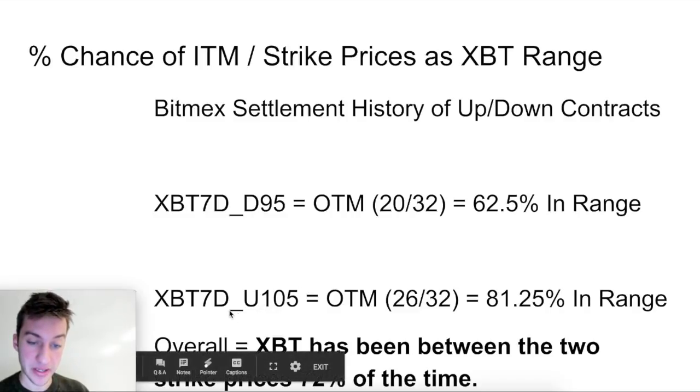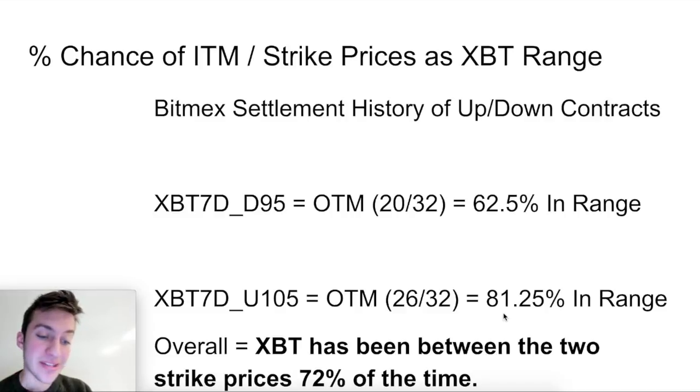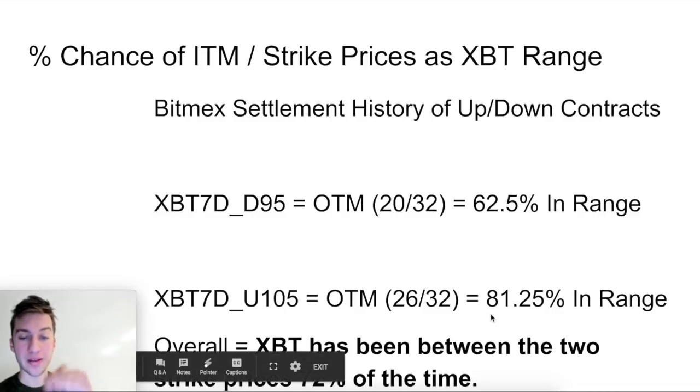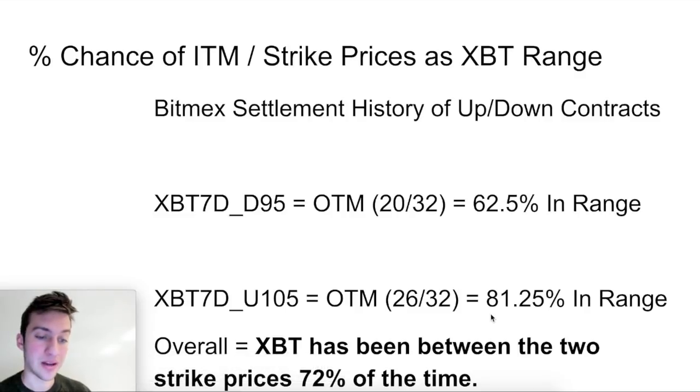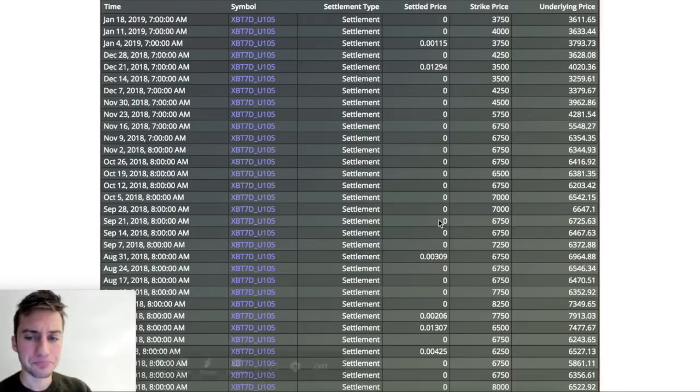Even worse with the upside. These have been out of the money 81% of the time. And even if price clears above that, price would really have to be way above that for you to make any money on this. If you want to know that, take a look here where this number isn't 0, where people didn't lose all of their contracts. What this means is that you would have had to buy at an average entry price below 0.00115 to make any money at all.